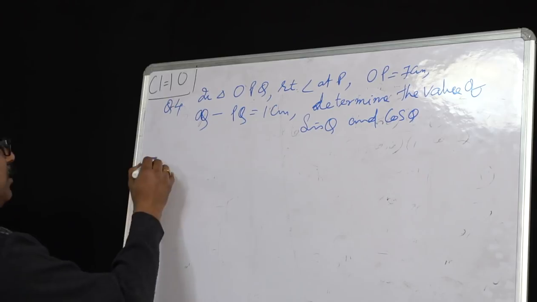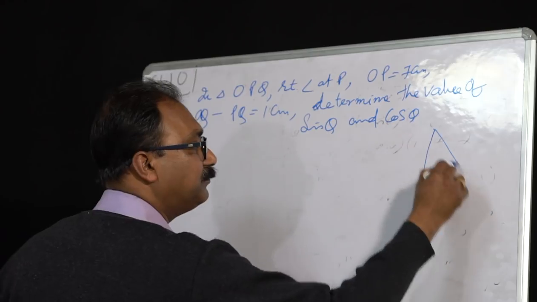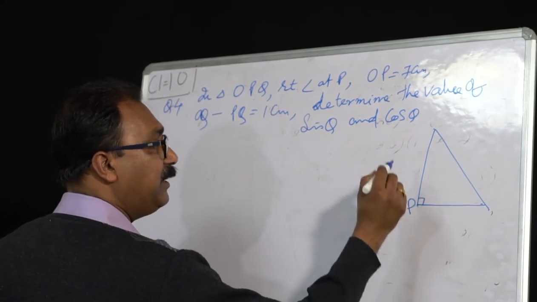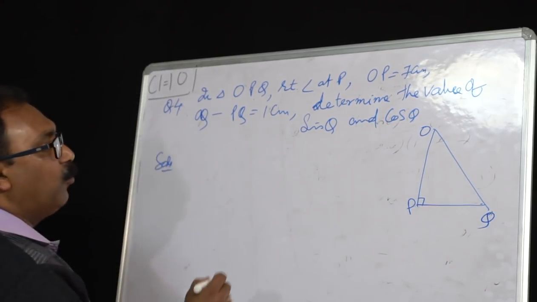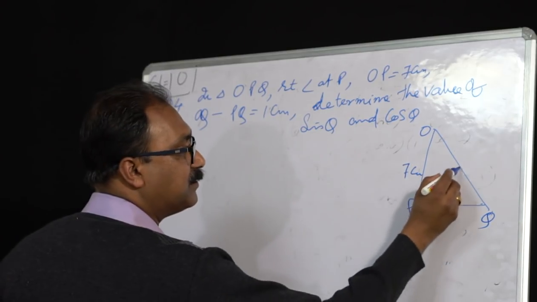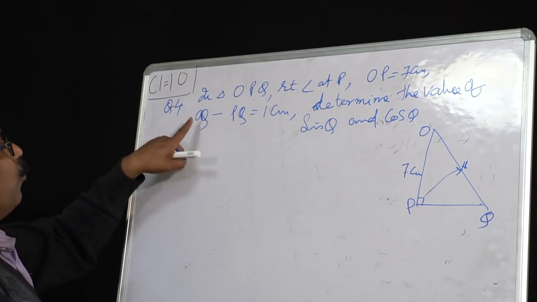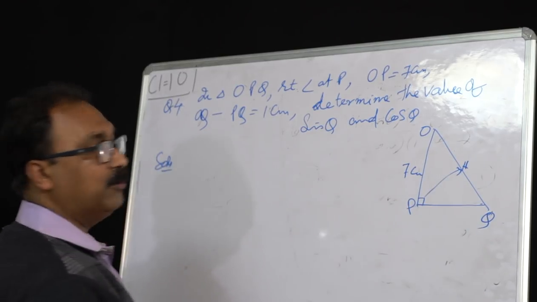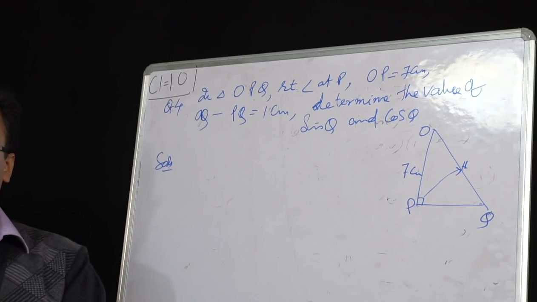So first of all, in the solution, you have to draw a right triangle. So in the right triangle at P, you make it here P, O, Q. OP is 7 centimeter. This is 7 centimeter. This is 90 degree, which means this is the hypotenuse. Okay. Then they have given OQ minus PQ. We don't know this value. What is OQ? What is PQ? We don't know.